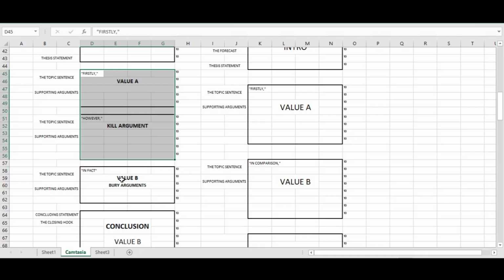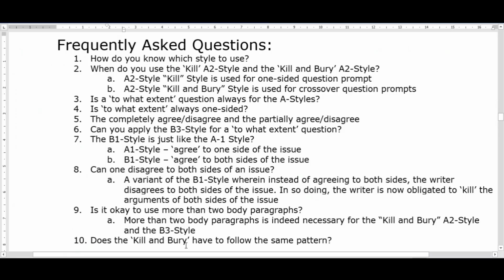But for value B arguments over here, what you can really do is you can also just put this at the top of the body paragraphs before you mention value A. That's really possible. So you can interchange these 2 aspects if you want to. But stylistically speaking, I really would prefer that you use this style wherein you mention the opposing opinion first and then you kill it afterwards. So since it's already killed, then you now go into your own arguments, at which point you're now doing the birdie arguments. So that's the answer to question number 10. Does the kill and birdie have to follow the same pattern?